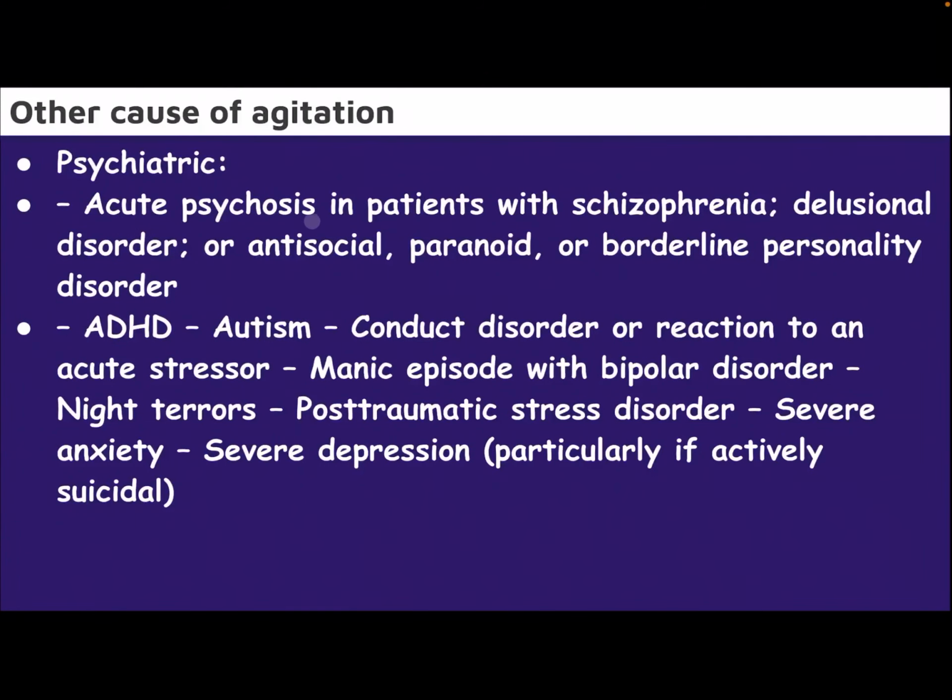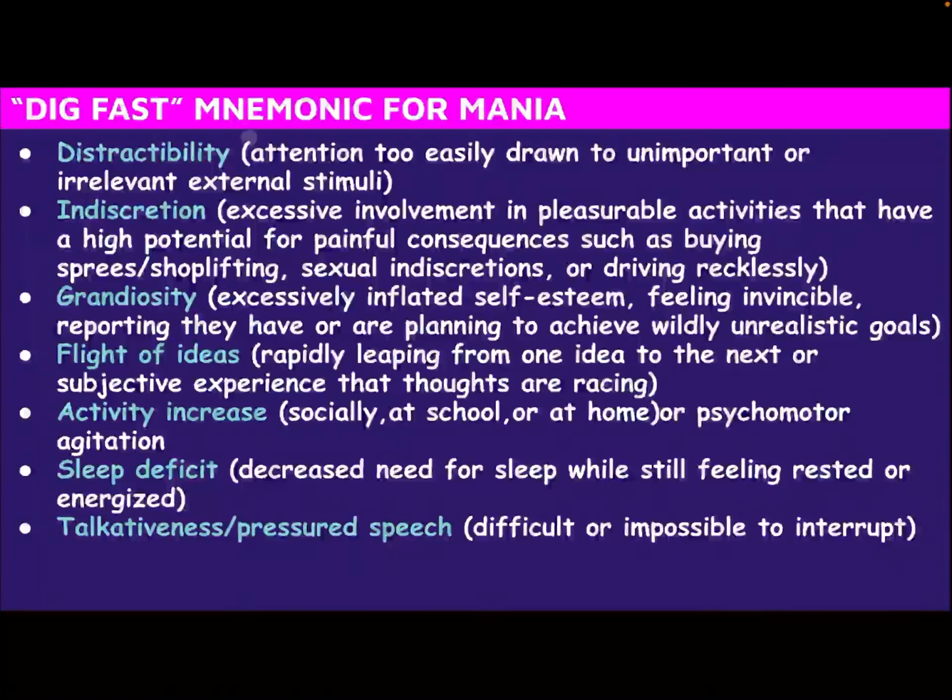Psychiatric disorders: acute psychosis in patients with schizophrenia, delusional disorder, or antisocial, paranoid, or borderline personality disorder; attention deficit hyperactivity disorder, autism, conduct disorder, or reaction to an acute stressor; manic episode with bipolar disorder; night terrors; post-traumatic stress disorder; severe anxiety; severe depression, particularly if actively suicidal. Mnemonic for mania: distractibility, indiscretion, grandiosity, flight of ideas, activity increased, sleep deficit, talkativeness.